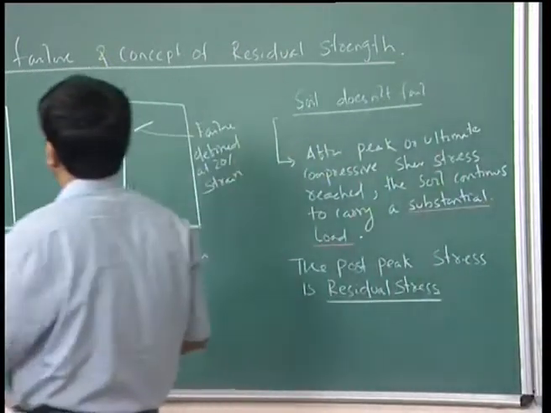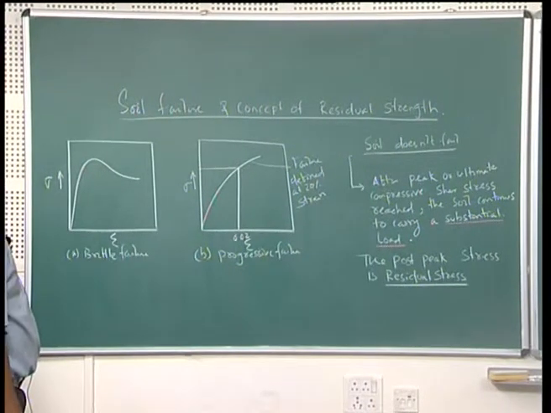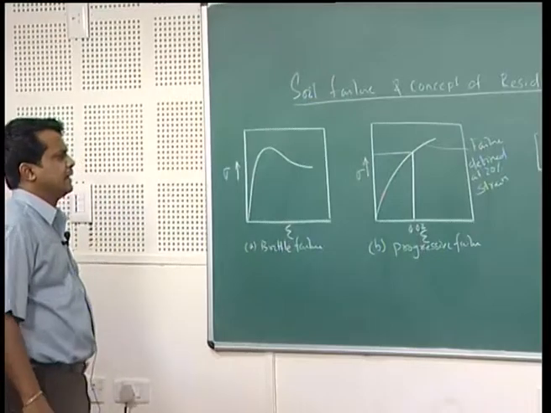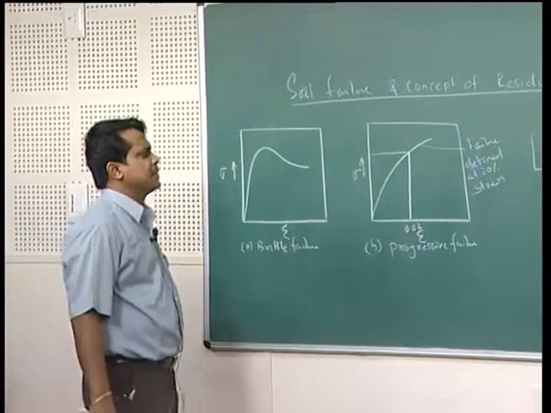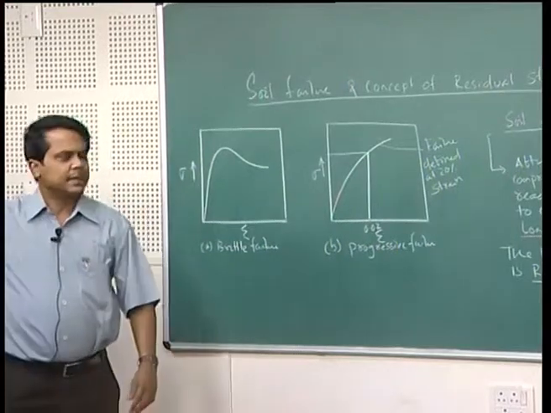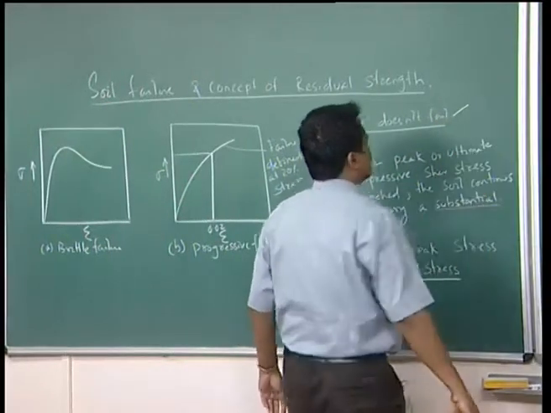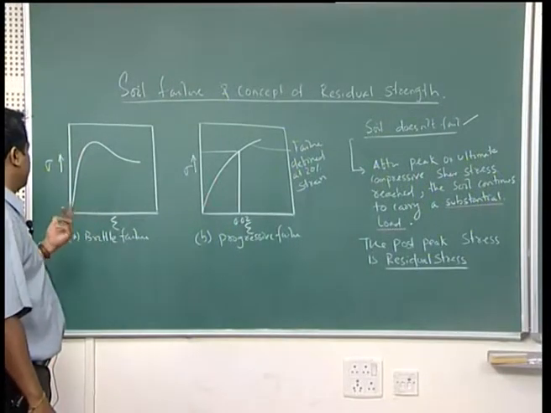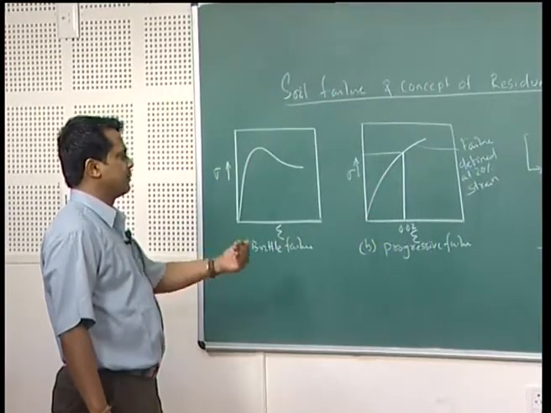Now, the most important thing is soil failure and the concept of residual strength. The moment I say soil failure, what does it mean? That means the soil has completely failed, or it is not failing, it is attaining some peak, maybe some ultimate, and after that it also takes some load. If I say soil doesn't fail, is this sentence correct? In some part it will be correct. There are two diagrams drawn. One is for brittle failure, the other is for progressive failure.